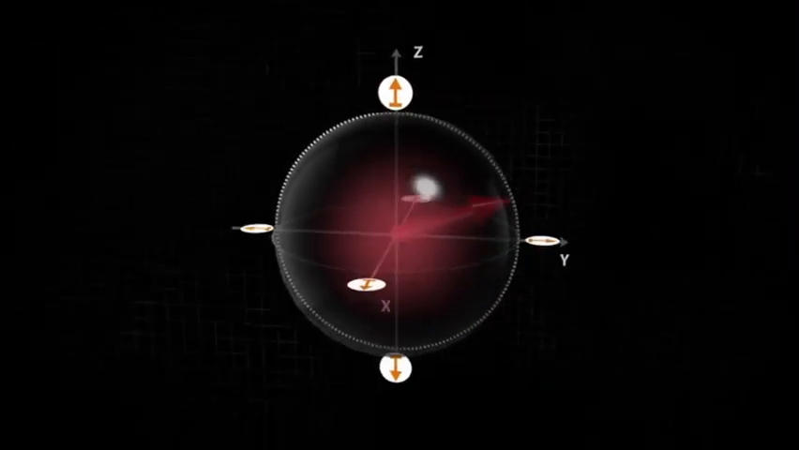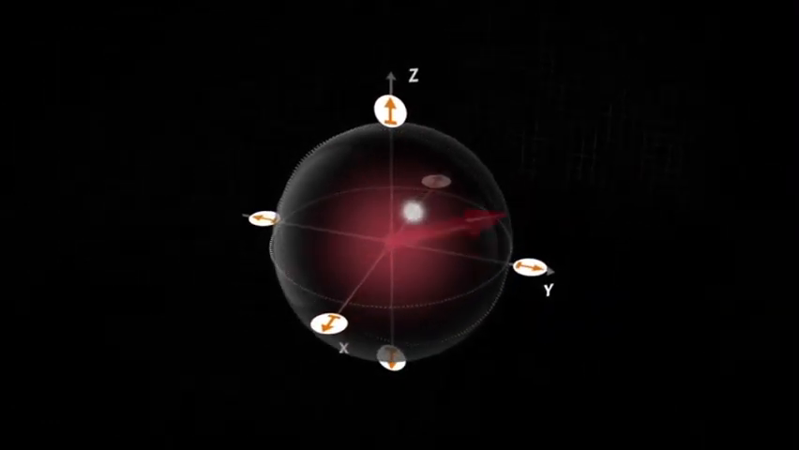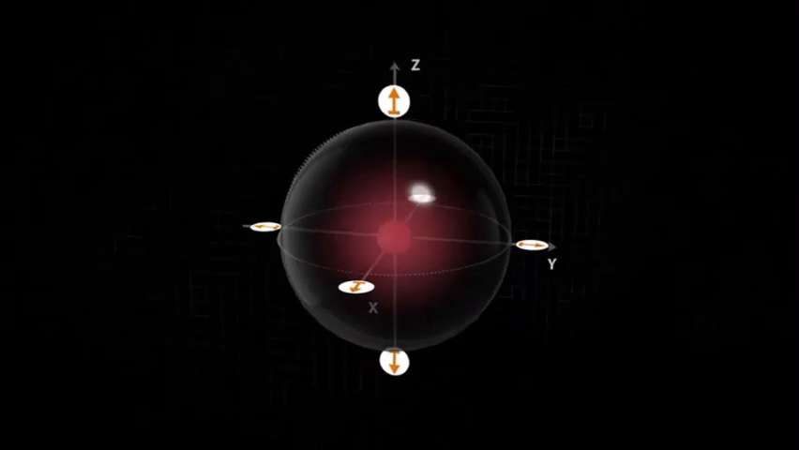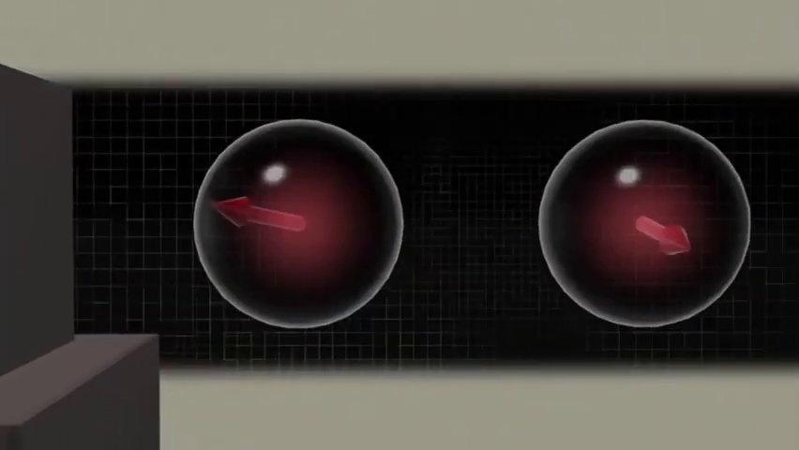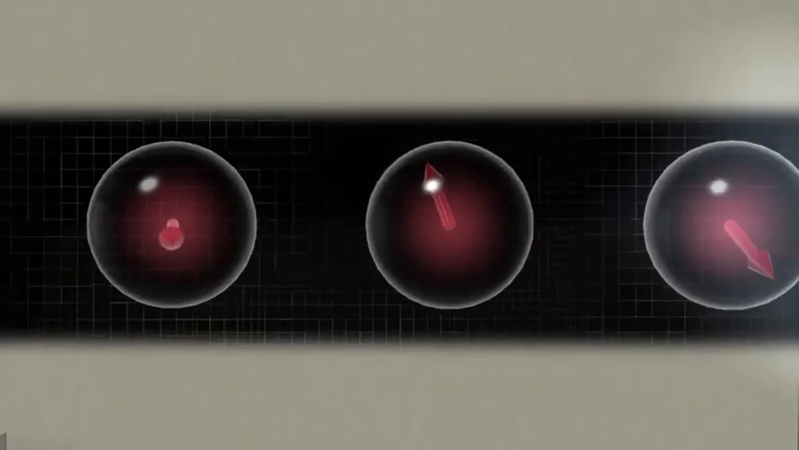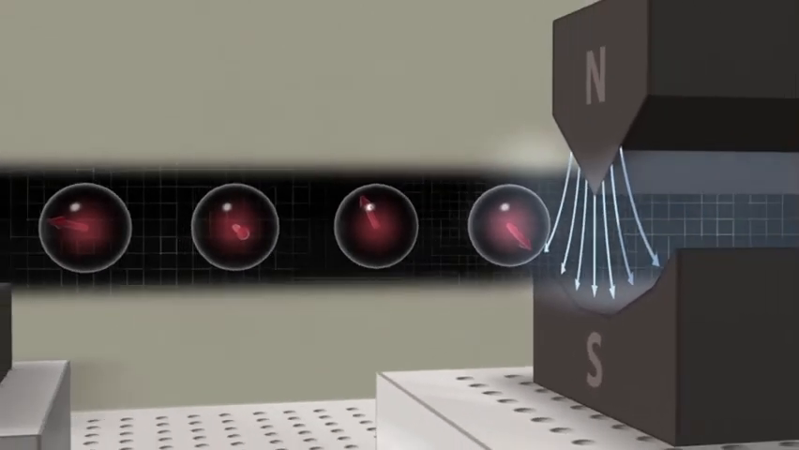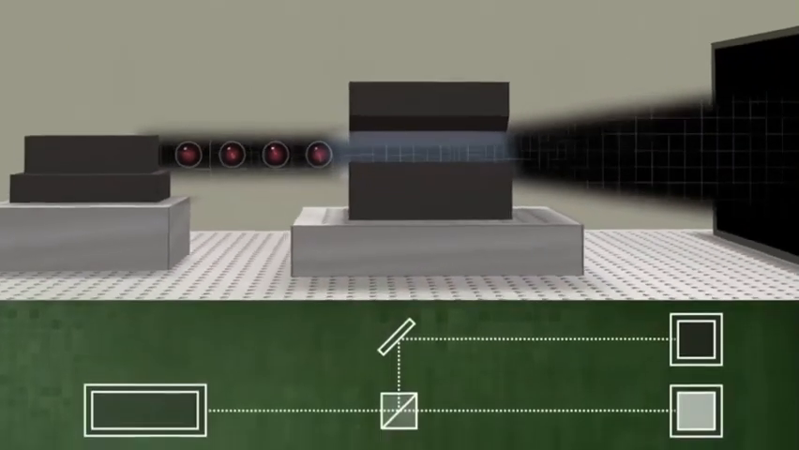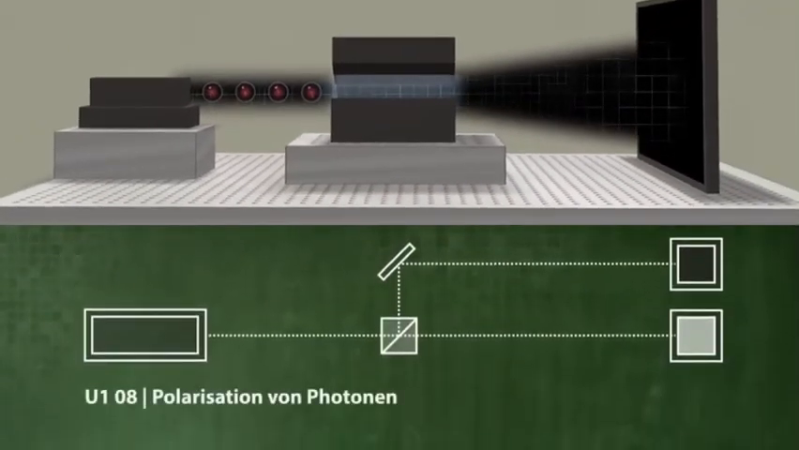We can represent this spin state using a Bloch sphere. The spin can point in any random direction. The spins of all silver atoms are randomly distributed. They are therefore not polarized. In fact, there is a close connection between this experiment with a single electron spin and the experiment with single polarized photons.